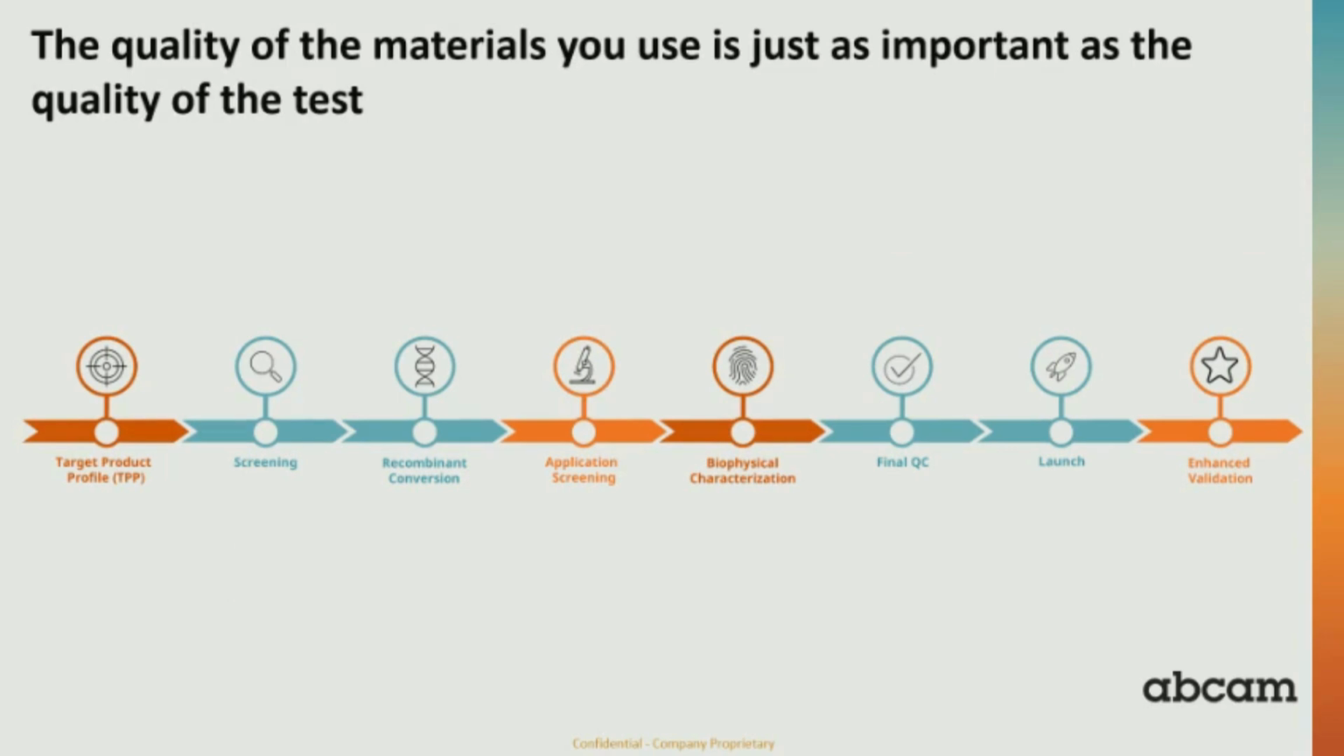So this is our general workflow for antibodies. Start with what we want to do, so make a product. What do we want to make it for? What is the application you want to put it into? Screen it. As you know, all our recombinant or rabbit monoclonal antibodies are recombinant converted. We'll do application screening as soon as we can, to try and make sure we're pulling out the right antibody for the right application. Do biophysical QC, which I'll come back to, final QC, launch a product, and then enhanced validation.